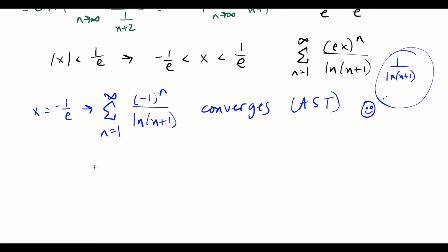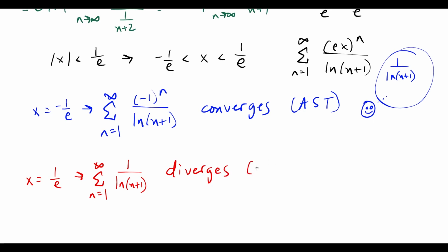And now the next thing we would have to do is check out x equals positive 1 over e. However, when we plug in x equals positive 1 over e to the original series, we're going to have e times positive 1 over e, which gives us 1 to the n, which is just going to give us 1 over ln n plus 1. And this series, we could say here, diverges. And this one, I would use the direct comparison test.